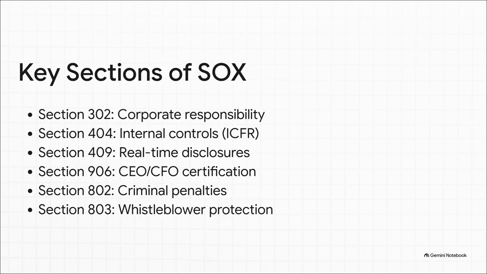And this brilliantly illustrates the key sections of SOX that actually give the law its teeth. We've got Section 302, Corporate Responsibility, Section 404, Internal Controls, or ICFR, Section 409, Real-Time Issuer Disclosures, Section 906, CEO and CFO Certification. Then look at the severity of Section 802, Criminal Penalties. I mean, altering or destroying records here isn't just a fine, it carries literal criminal penalties. And lastly, Section 803, Whistleblower Protection. That one is absolutely crucial, so employees can speak up without fear of retaliation.